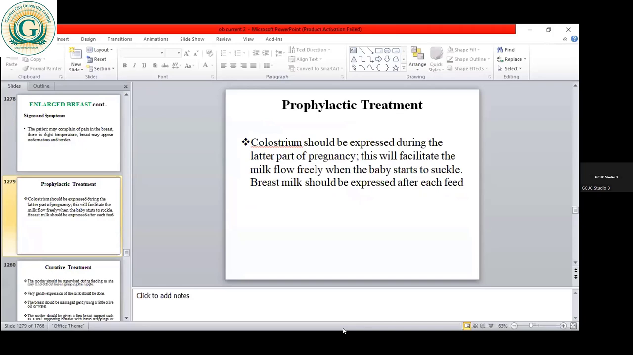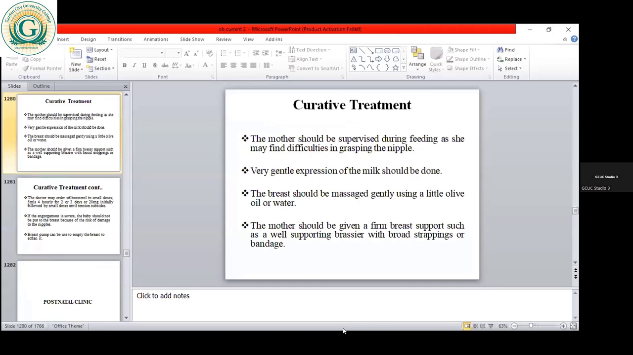Engorgement should be relieved by expressing the milk. You help the mother to express the milk from the breast. Later, this will help the milk flow freely, so that when the milk flows and the baby starts taking the milk, this pain will go. But the curative here is that the mother should be supervised during feeding, as she may find difficulty because of the size of the nipple. Very gentle expression of milk should be done.